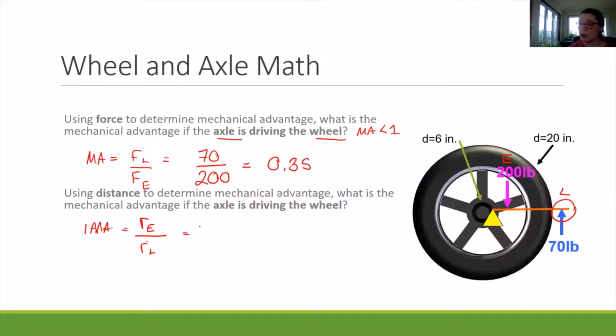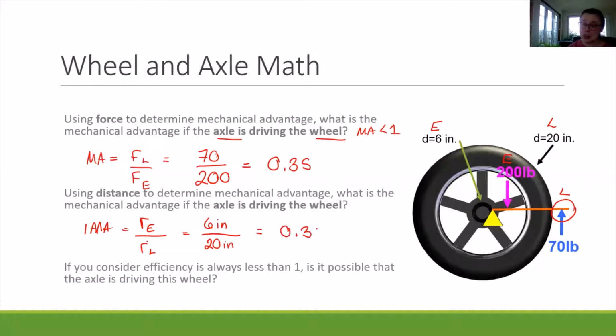All right, so what do we put in? Well, our effort is here. So we have a 6-inch wheel, and as long as both are in the same units, the units would cancel out. So your radii or your distances are always in the same units. We don't have to switch them to anything. And then we get 20 on the other side. This is my load distance because the load is the axle. So 6 divided by 20 gives us a mechanical advantage of 0.3.